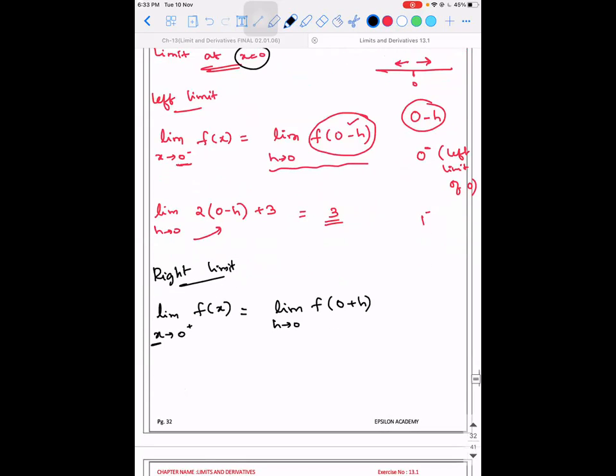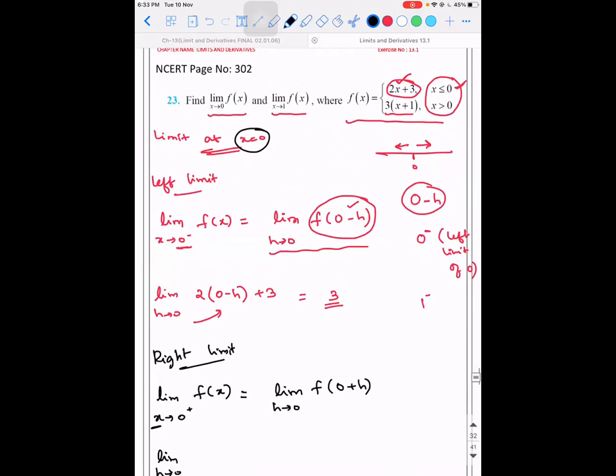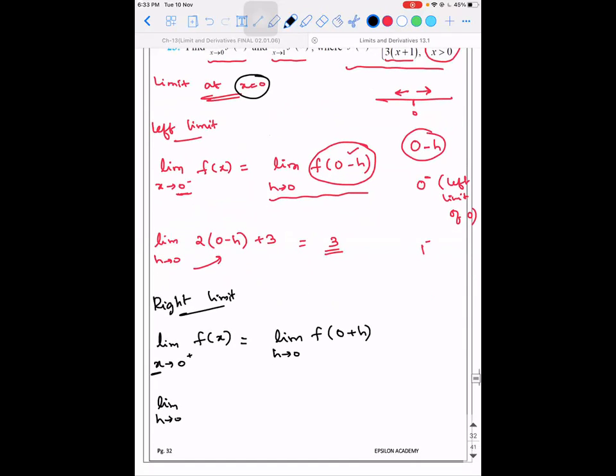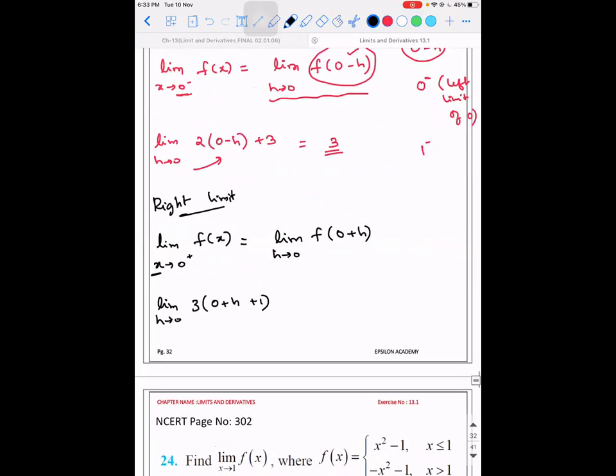Now limit h tends to 0. f of 0 plus h means which one should I use? 3x plus 1. Yes, wherever x is there, you have to substitute 0 plus h, and you have a plus 1. That plus 1 is also inside the bracket. Be careful with that. Now I'm directly substituting the limit. So I'll get 3 into 0 plus 0 plus 1. What is the answer? It is 3. So left limit is also 3, right limit is also 3.